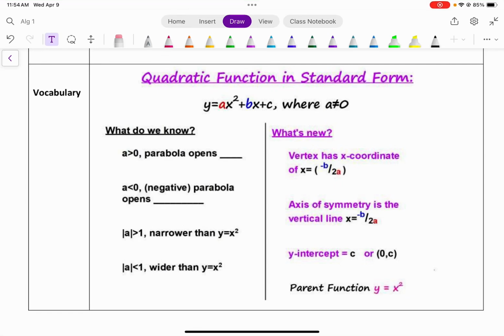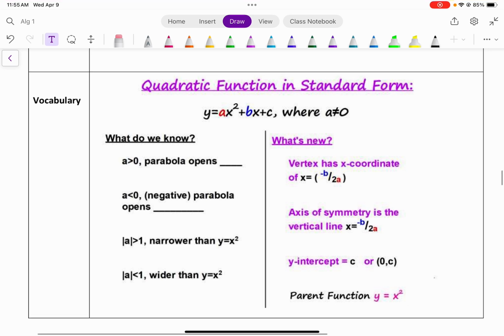We're going to talk about how to graph a function in standard form. Now remember, we have three different forms we're going to look at, and we've already talked about factored form, which in general is y equals a times x minus p times x minus q, where p and q are our x-intercepts of the parabola.